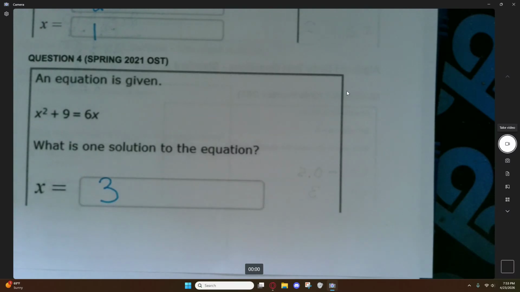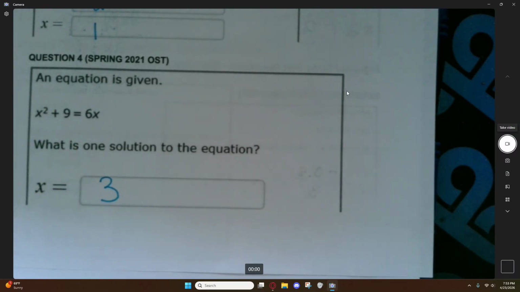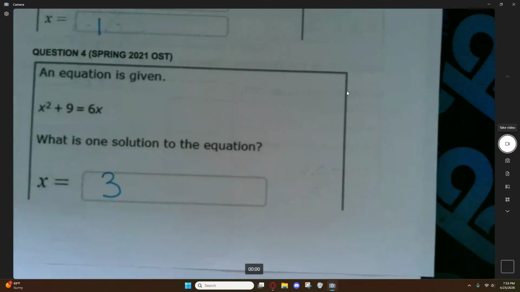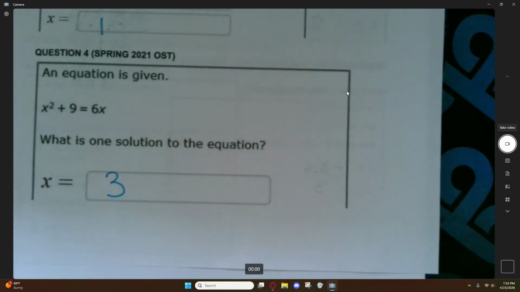I know I'm going through these questions very quickly, but that's because these questions are repetitive. It's all pretty much asking the same thing. Plot this, where do they cross?